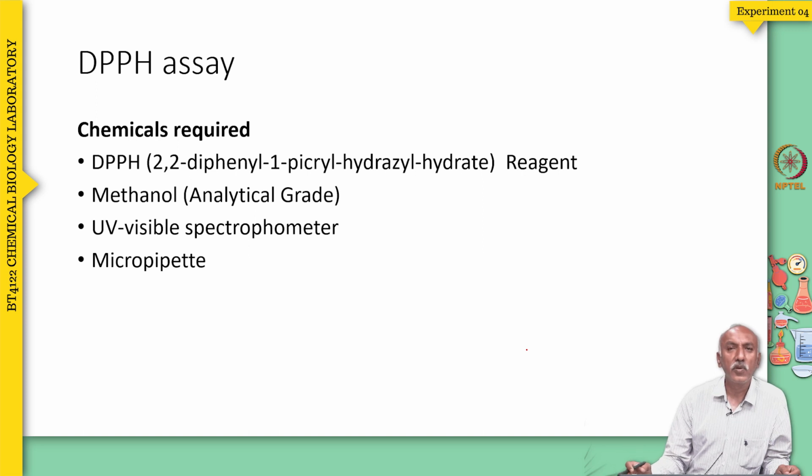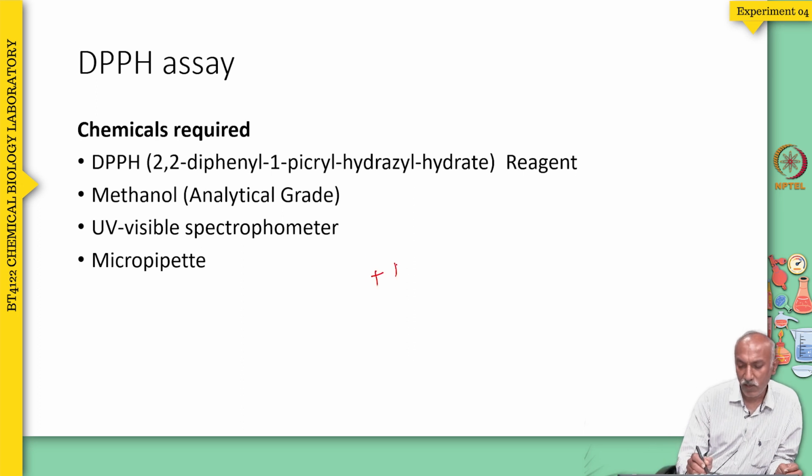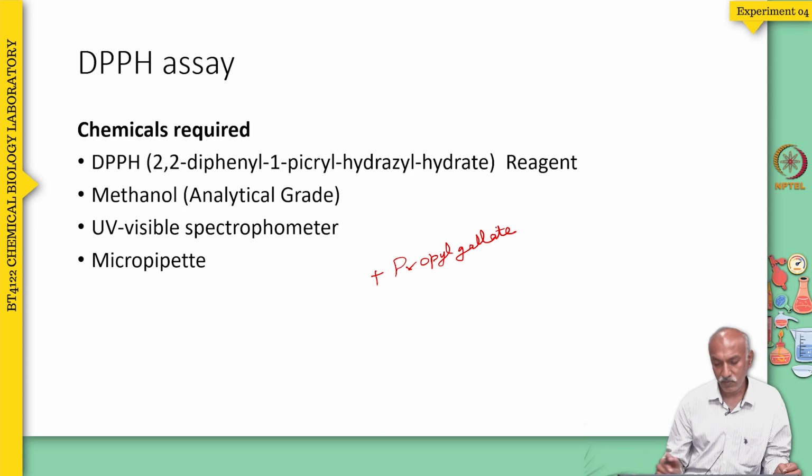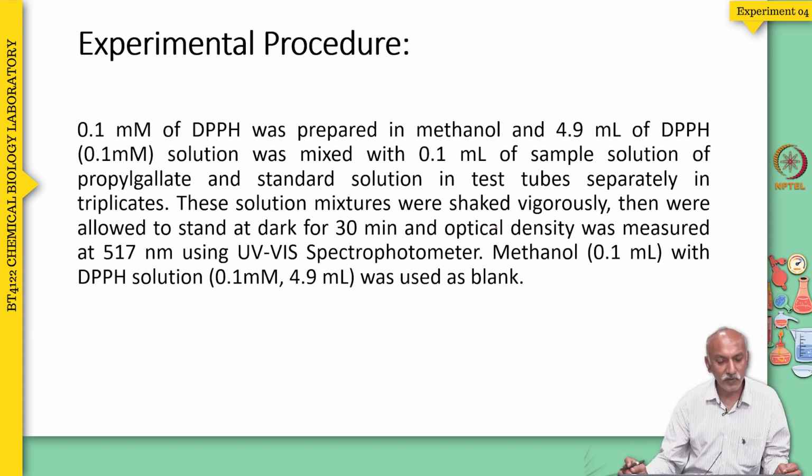So, what are the chemicals required? You require the DPPH, that is 2,2-diphenyl-1-picrylhydrazyl hydrate. Methanol, you need analytical grade, a UV-visible spectrophotometer and a micropipette. Of course, you also need either propyl gallate, which is our interest, and a control compound, for measurement of this. How was the experiment done?